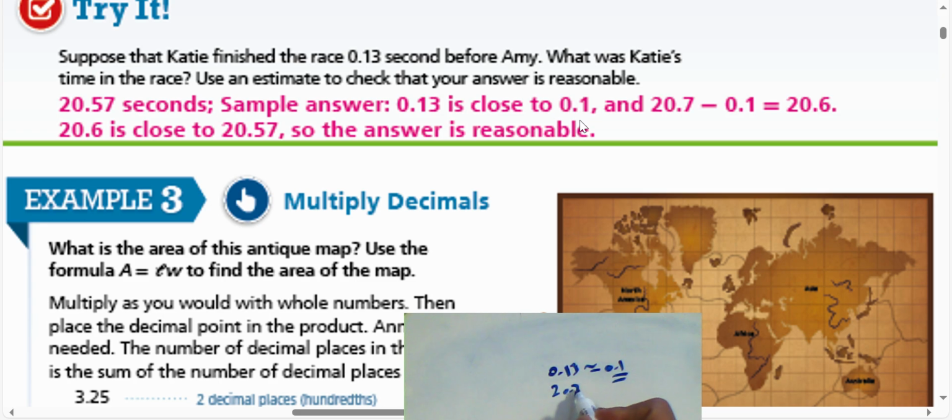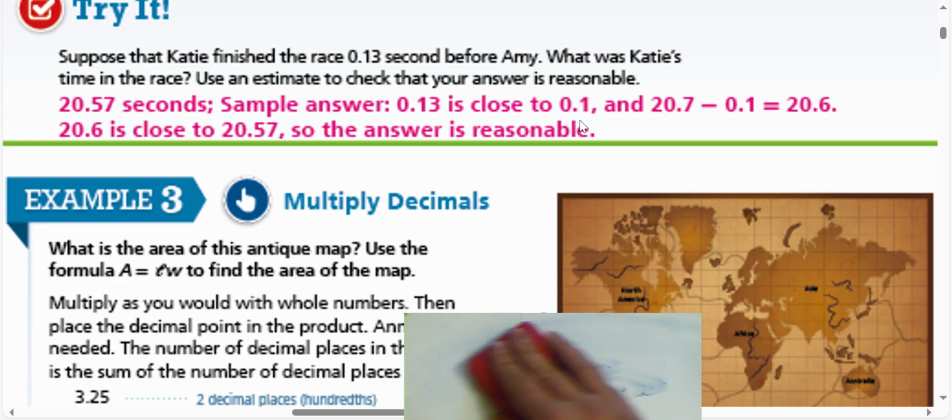And 20 and 7 tenths subtract 1 tenth. We must write 7 minus 1 equals 6 and 20 minus 0 equals 20. Then the answer will be 20 and 6 tenths. 20 and 6 tenths is close to 20 and 57 hundredths. So the answer is sensible. Understood? The answer here is reasonable.